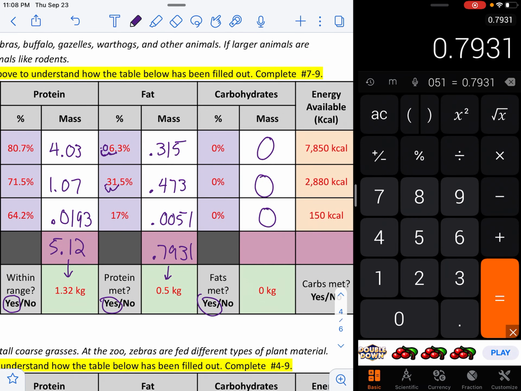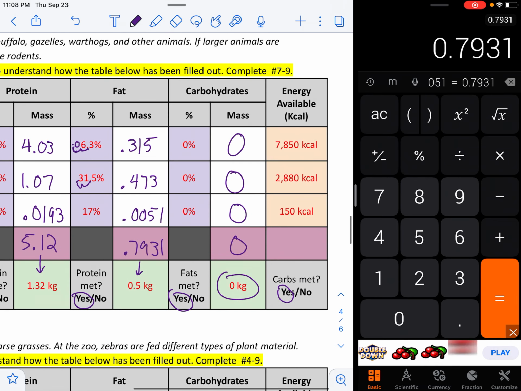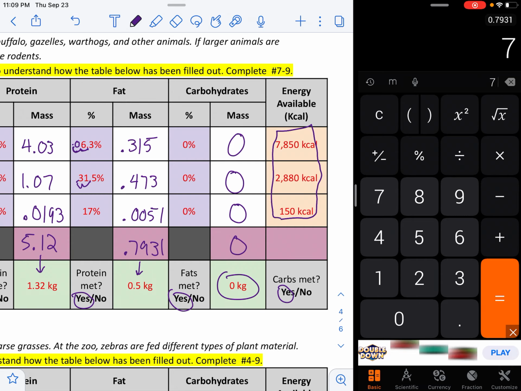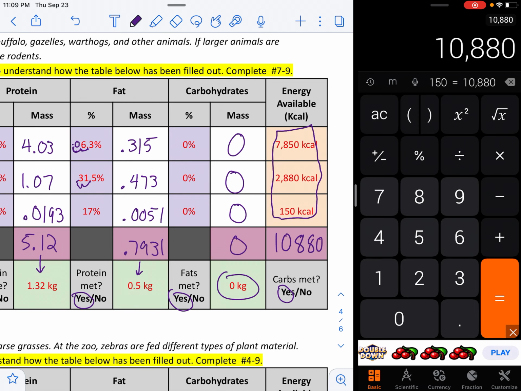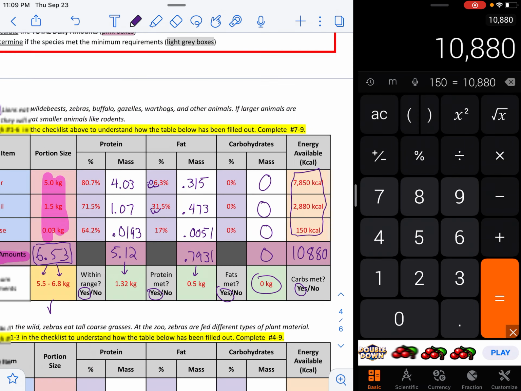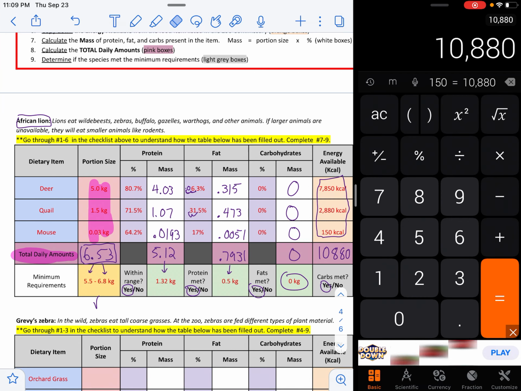I look at carbs. Carbs, I need 0 grams, and that's all I'm getting. So yes, I met the carbs. Even though I'm not technically over it, I didn't need any, I didn't get any, so we met the carbs amount. And last but not least, I have to total my total energy available from each of those meals. So I just add them up. 10,880. And there you go. That's how you do it.